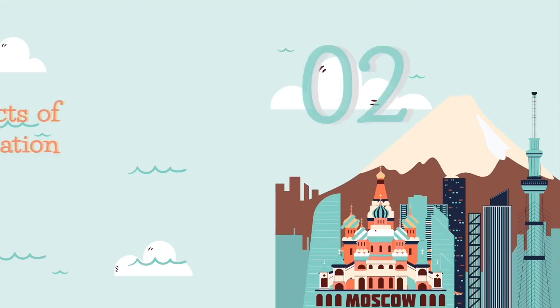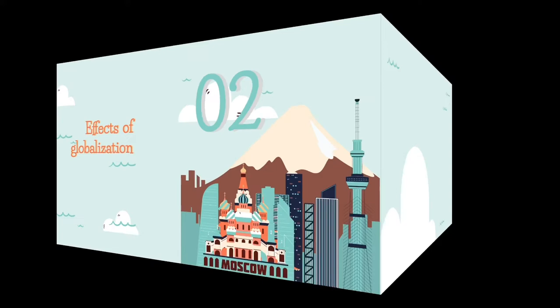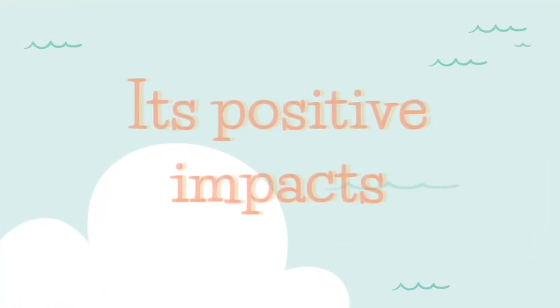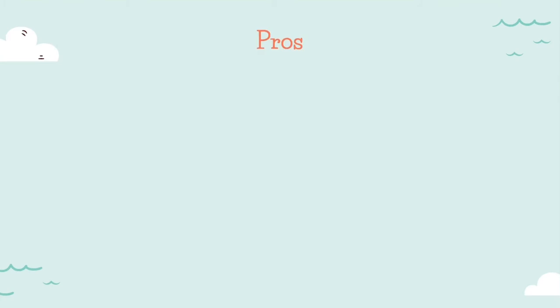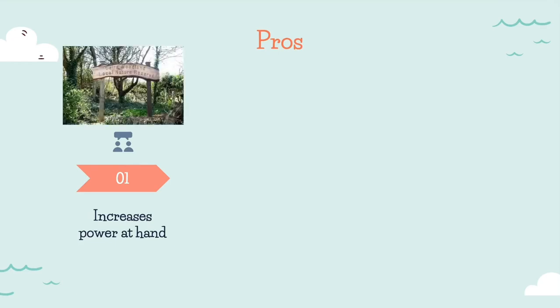Now in the second section, we're going to talk about the effects of globalization on the environment. We're going to start with its positive impacts. Globalization facilitates the coming together of people from different backgrounds. When people come together, they generally have more power at hand. They can then help to tackle environmental issues such as stopping deforestation and establishing a nature reserve instead.